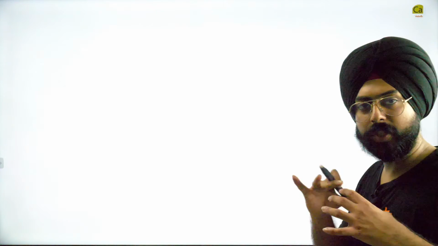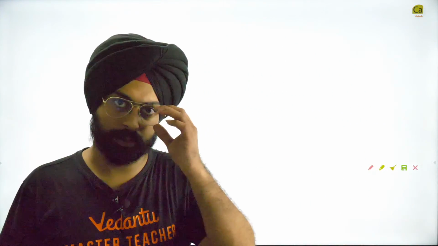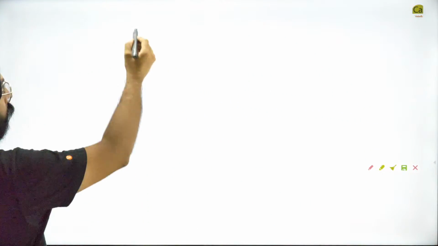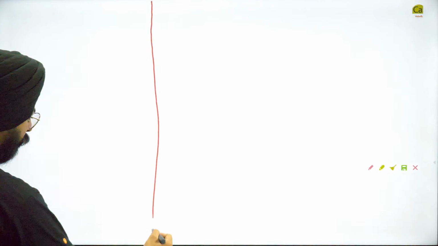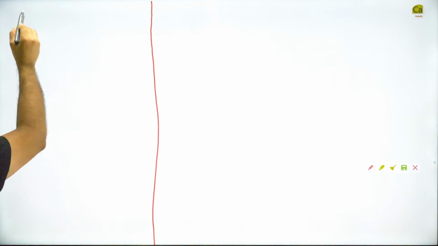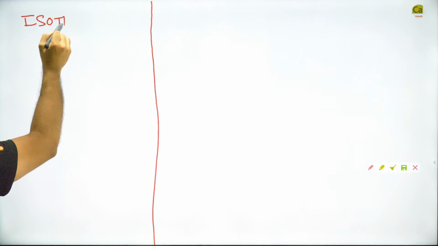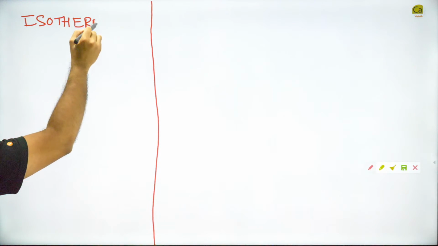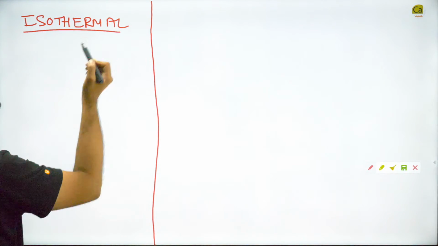Now let us try to understand and summarize a few things about different processes. First process that we will think about is isothermal.